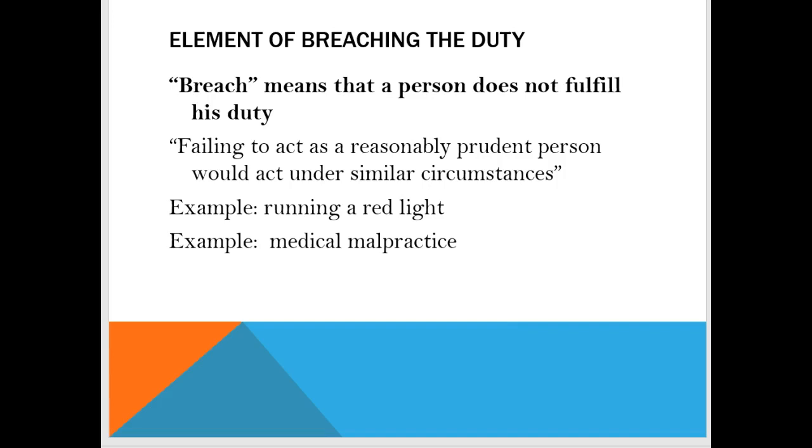So for example, what would you expect someone to do when a snowstorm comes? Well, we would expect them to go out there as soon as it's safe to go and clear a reasonable amount of snow. So that's what we mean about failing to act as a reasonably prudent person would do under similar circumstances. Same examples with running a red light or medical malpractice.